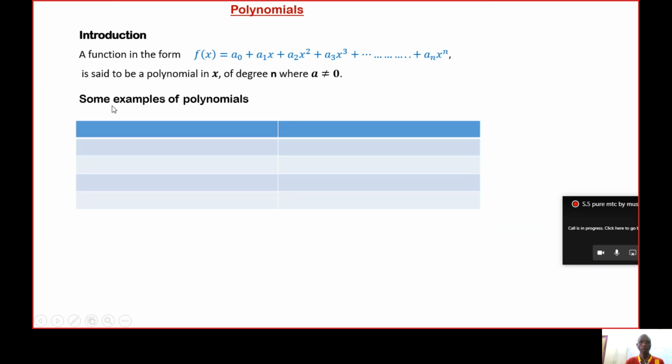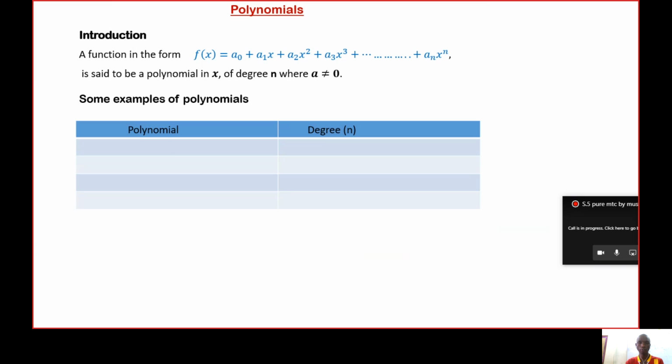Okay, so let us check out some examples of polynomials so that you try to differentiate them. Remember, we base on the degree. So let us go to this table here. We look at some examples. In the first column, we are going to have the polynomial. In the next column, it will be the degree n of that polynomial.